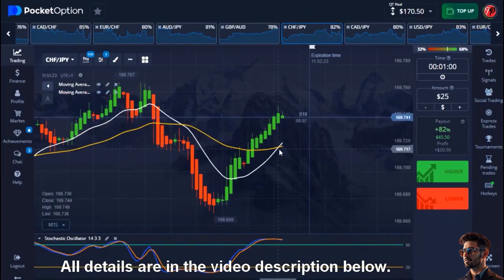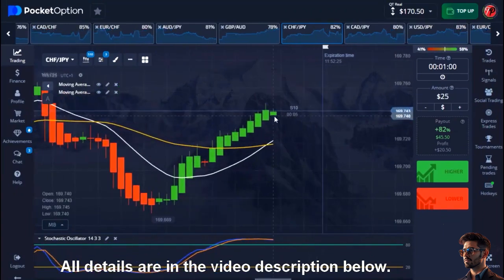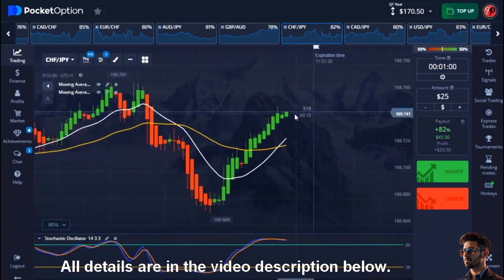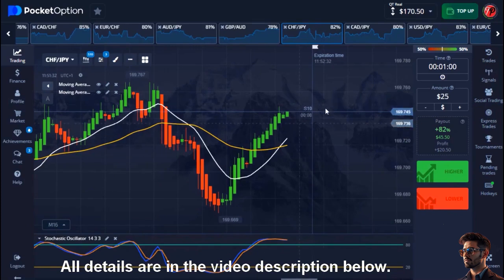You can see the intersection has happened, but when you check the candlestick right here, I have not really gotten an approval because it's not strong yet. So I'm actually waiting for the next candlestick before I take a decision.